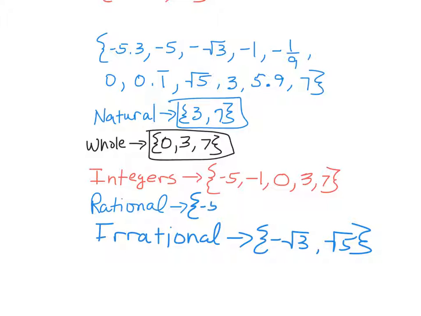Negative 5.3, negative 5, negative 1, negative 1/9, 0, 0.1 repeating. What else? 3, 5.9, I know I'm squeezing that in there, and 7 are all rational.